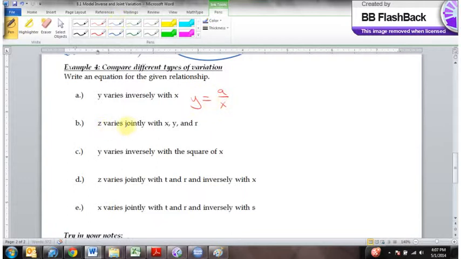Next one, z varies jointly. Jointly tells me I should have more than one variable coming up. So z varies jointly with x, y, and r, so z equals a x y r. Don't forget your a, don't forget your constant of variation. x, y, r. Next one, y varies inversely, so I should have a denominator again. Oh, the square of x, so it's getting a little bit more complicated, but we can still do this. So y equals a in the numerator, and in the denominator, not just x, but the square of x, so x squared.